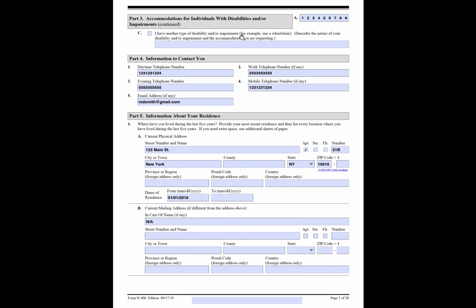And that is part 3 of the N-400 application, where we will dive right into part 4, information to contact you.